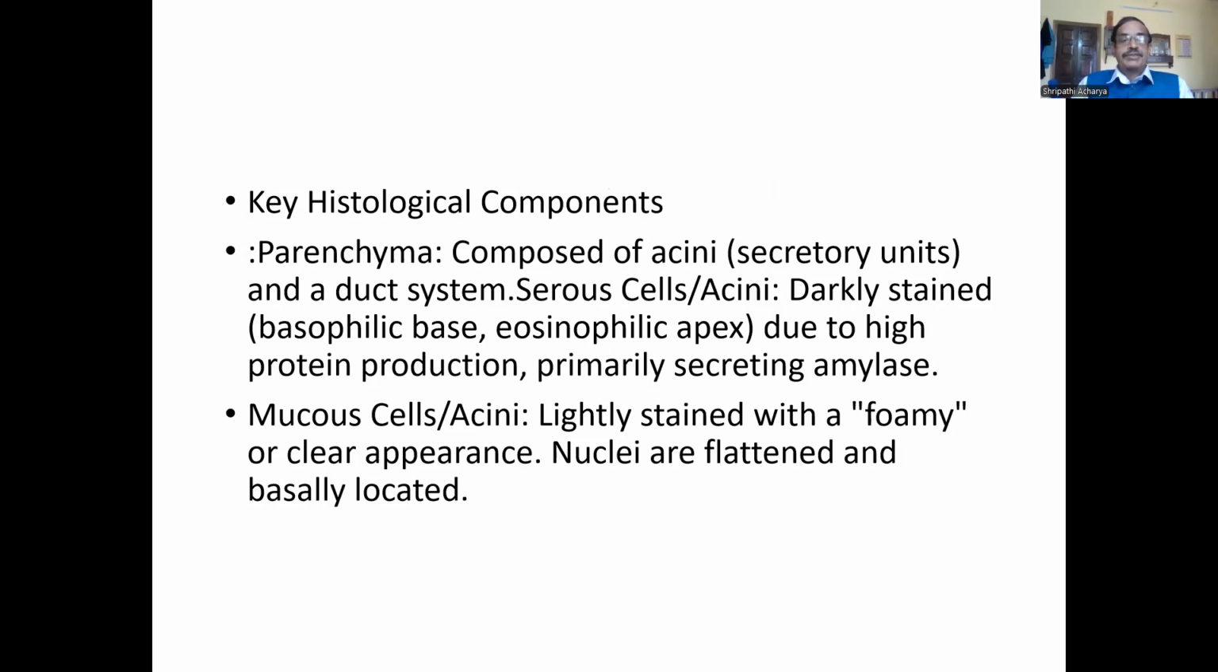Key histological components of a submandibular gland. Parenchyma composed of acini, secretory units, and a duct system. Serous cells, acini: darkly stained basophilic base, eosinophilic apex due to high protein production, primarily secreting amylase. Mucous cells and acini. So here both serous and mucous glands are there. Lightly stained with a foamy or clear appearance. Nuclei are flattened and basally located.